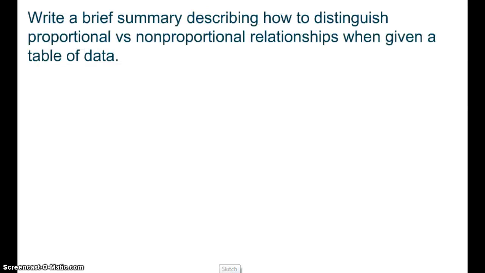So pause and rewind as much as you need to understand how to use tables to distinguish proportional versus non-proportional relationships. And I would like you to write a brief summary describing how to distinguish proportional versus non-proportional relationships just based on a table of data.